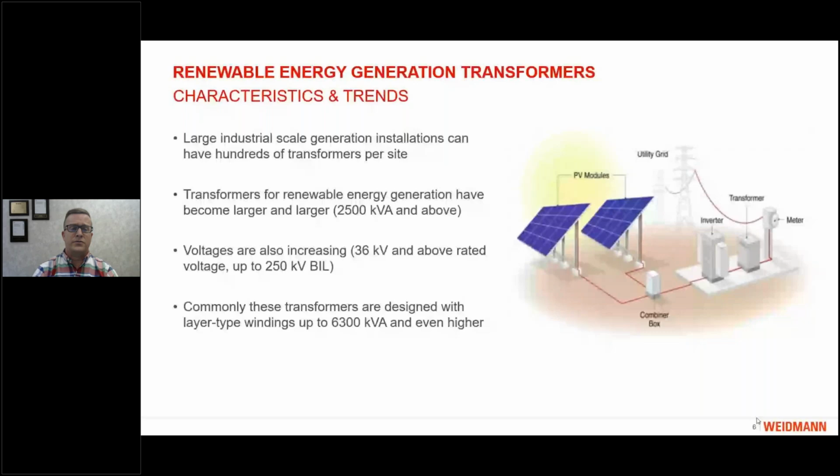So now let's talk about the transformers for renewable energy. What do these things look like? First of all, these kinds of renewable energy sites can have lots of transformers, hundreds of them, in fact, per site. And the other thing is that they're getting larger. They can oftentimes be rather large in size, several thousand kVA and above, for example. Also voltages and the BIL ratings of these transformers are increasing. Typically these transformers are constructed with what we call a layer type winding, and some of the bigger ones are approaching even 10,000 kVA and higher. So they're bigger, higher voltage, and they're typically layer winding transformers.